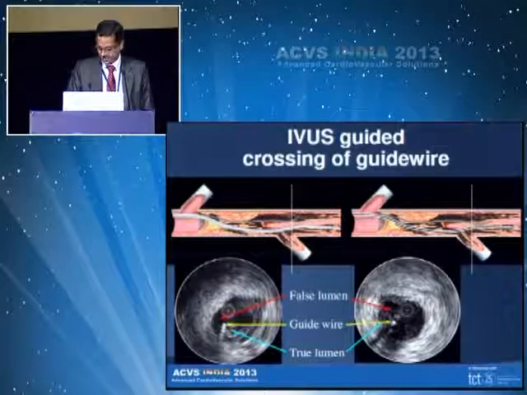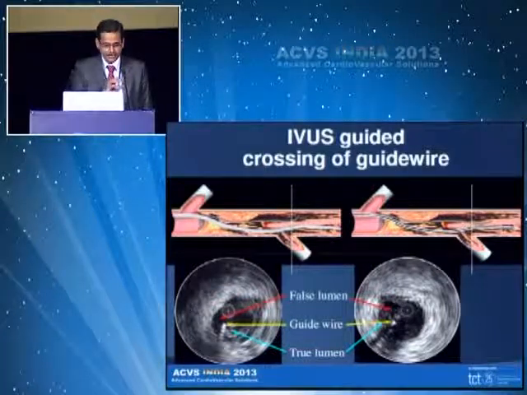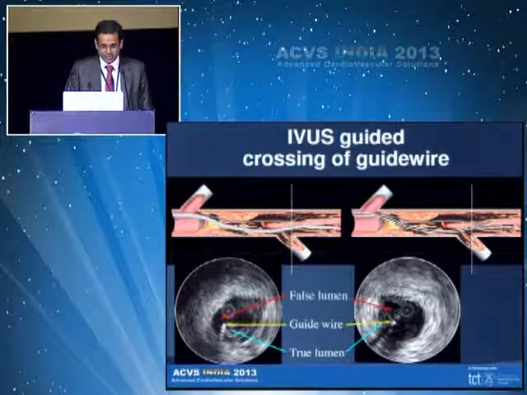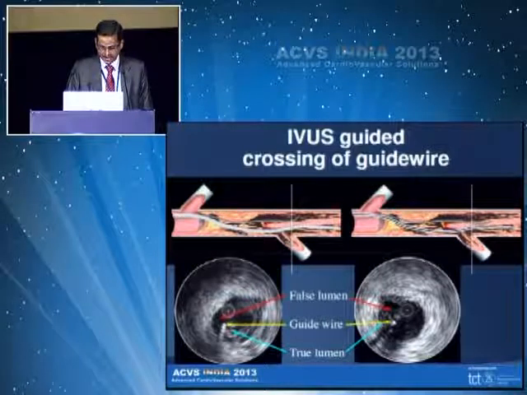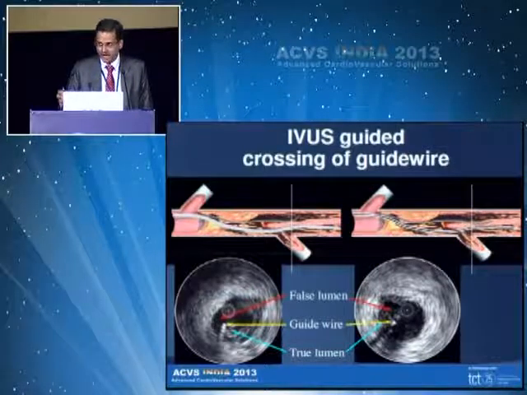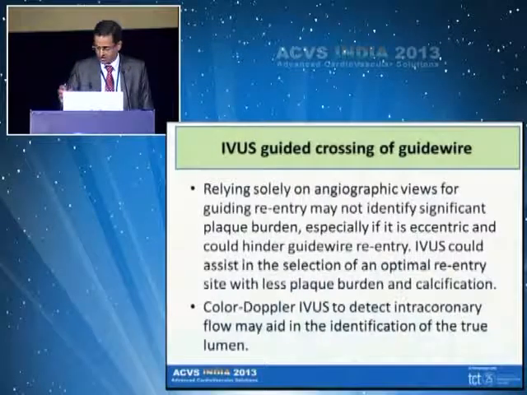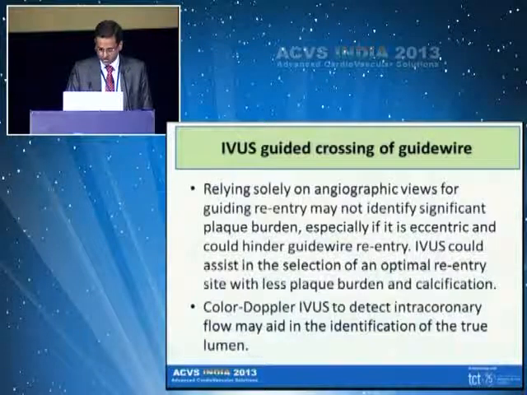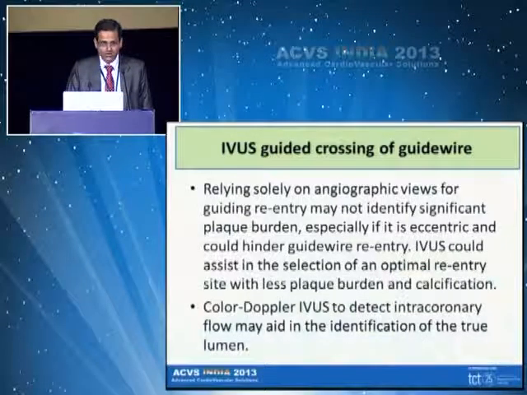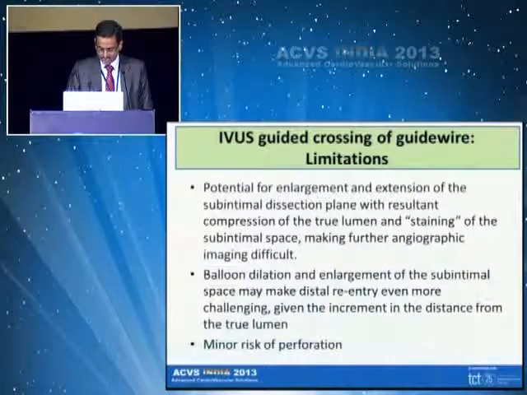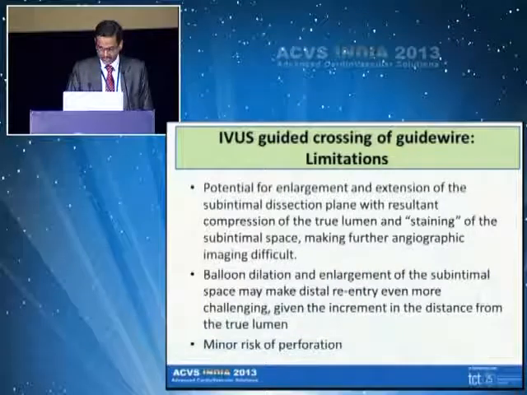What is the use of IVUS? IVUS can be used predominantly in cases where there is a side branch to park. Generally, we don't want to use an IVUS when the side branch is not favorable, because IVUS has a risk of perforation and other complications. So an example I would like to show is how we rely on IVUS to enter from false lumen to true lumen. Use of color Doppler, that is the Volcano IVUS, is a good method to guide our entry from a false lumen to true lumen. There is a minor risk of perforation when there are no side branches.